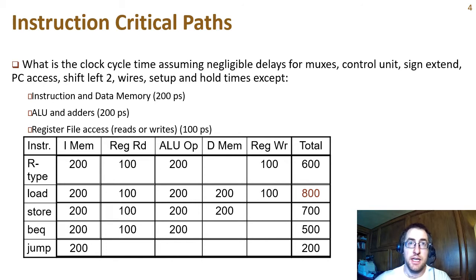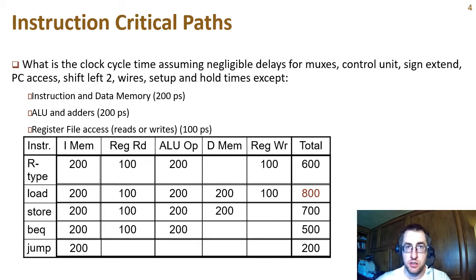based on some assumptions about the delays for smaller logic gates and for wires, and given these costs of the major components: 200 picosecond access time for instruction and data memory, 200 picoseconds for the ALU and any adder unit to finish its operation, and 100 picoseconds each for register read and register write.